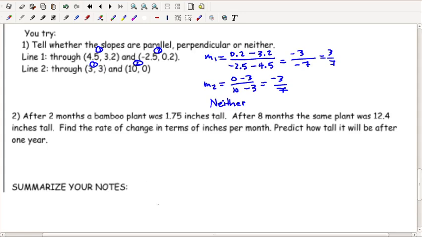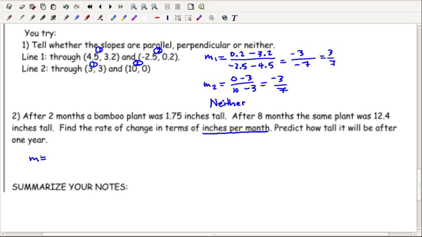All right, last word problem. After 2 months, a bamboo plant was 1.75 inches tall. After 8 months, the same plant was 12.4 inches tall. Find the rate of change in terms of inches per month. Predict how tall it will be after 1 year. So inches per month tells me my inches are going to go on the top and my months are going to go on the bottom.